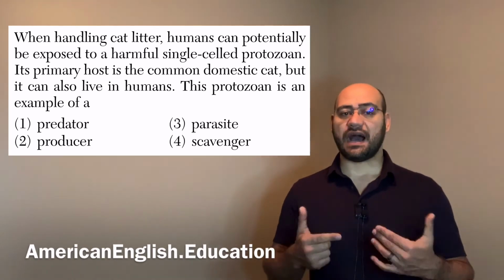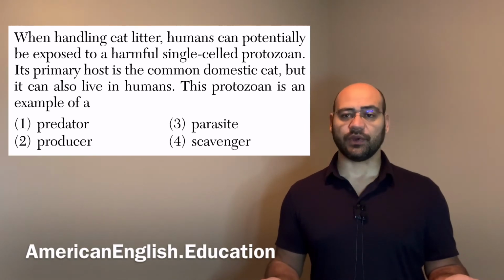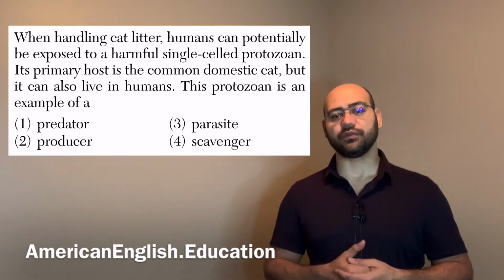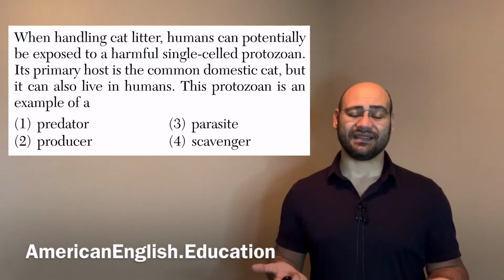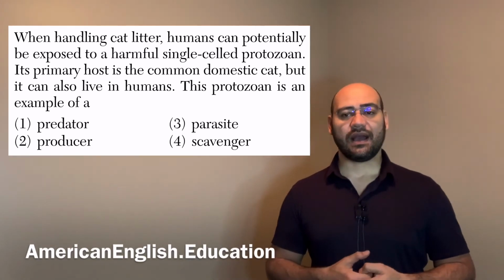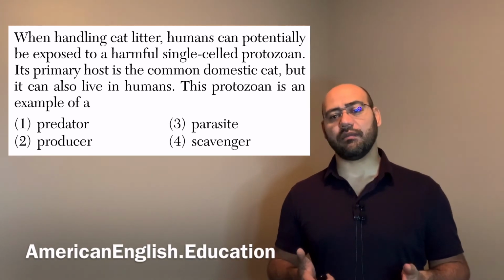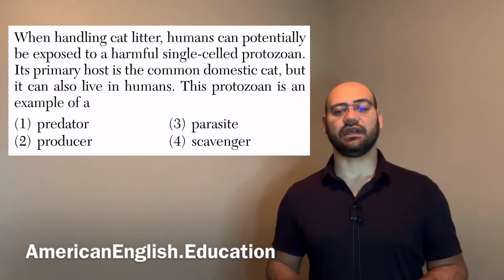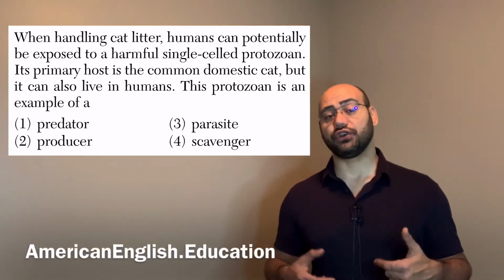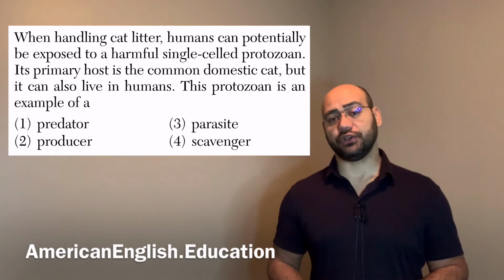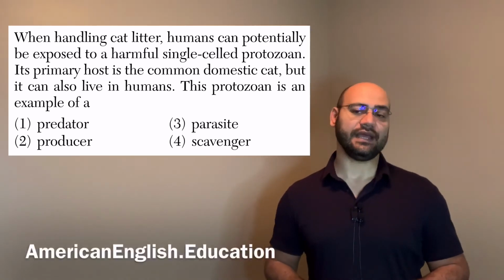Producer. The opposite of producer is consumer. Do we have a consumer here? Well, we have a cat. Cat is a consumer. However, we are not talking about a cat in particular. We are talking about its protozoan. Can protozoan be a producer? No. Number 2 is incorrect.